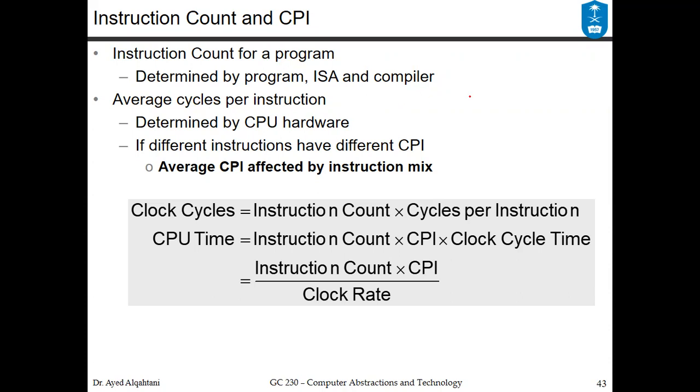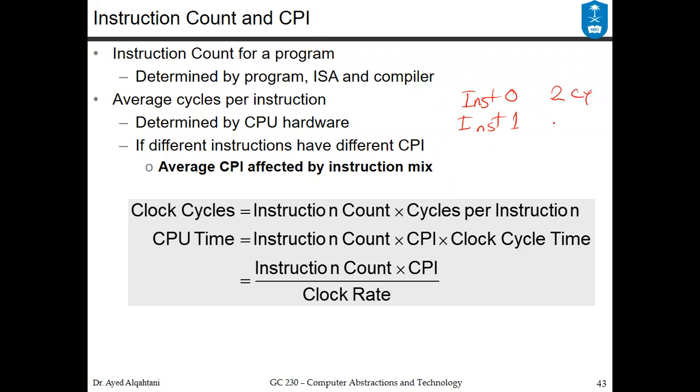You should know, if you have, for example, let's say the simplest form, 2 different instructions: instruction 0 and instruction 1. Instruction 0, maybe it would need 2 cycles to finish.